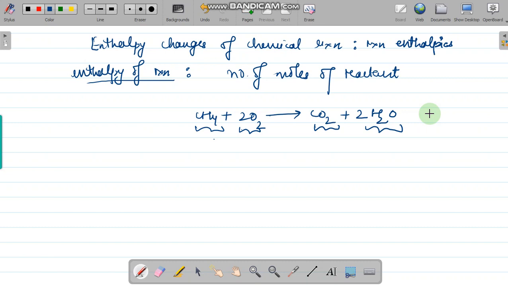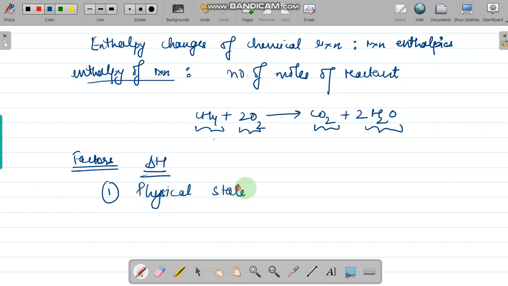the reaction. Now, what are the factors on which your enthalpy change depends? Enthalpy change means your delta H. The first factor is your physical state of the reactant and product.